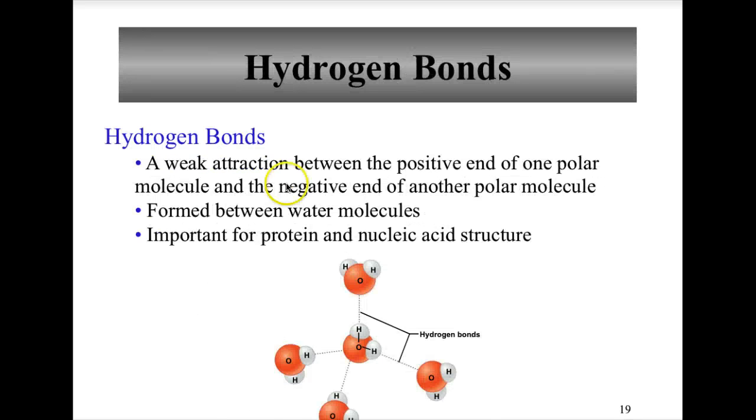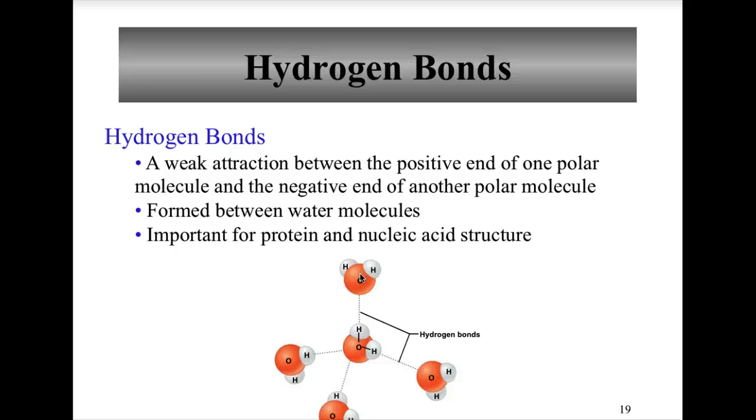When you get those slight charges on a water molecule, you can form a third type of bond called a hydrogen bond. A hydrogen bond is a weak attraction that is formed between the positive end of a polar molecule and the negative end of another polar molecule. Here we see it formed between water molecules, and it's important for protein and nucleic acid structure as well.